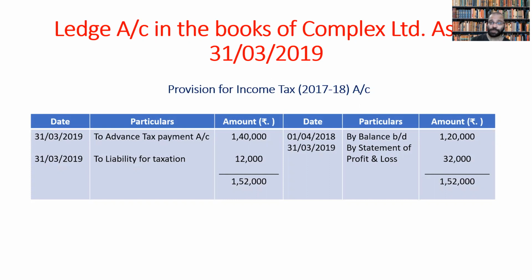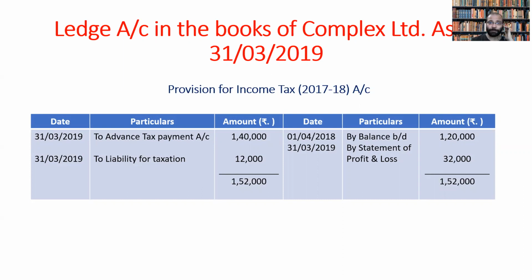Now, for the date, it is actually the starting date and the ending date. So the first thing is the journal entry we know: provision for income tax account debit, statement of profit and loss account debit, to advance tax paid, to the bank or the liability for tax. So you remember that journal entry, isn't it? With that knowledge, I'm going to post into the ledger account.